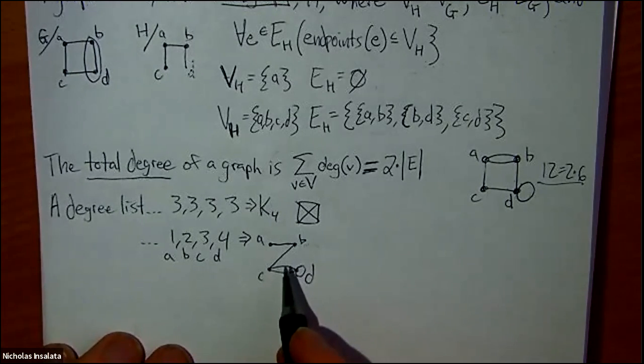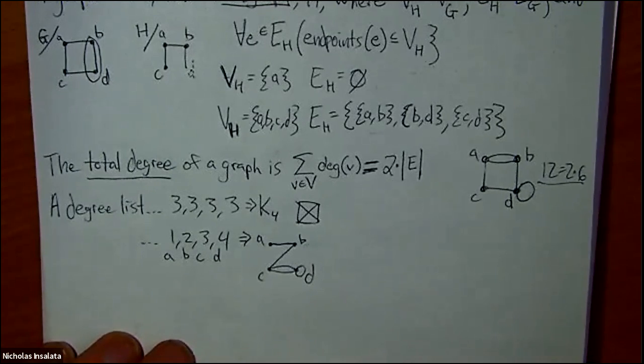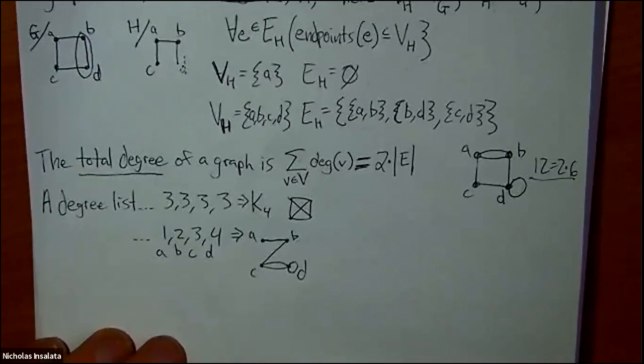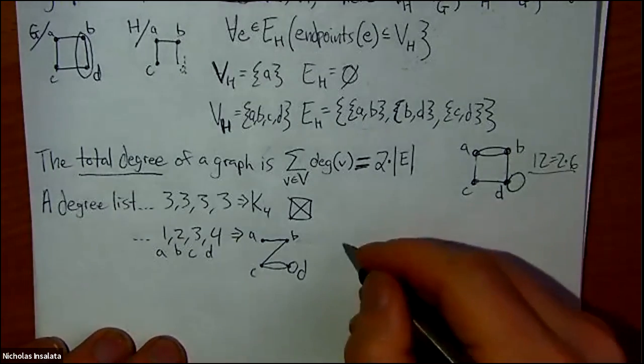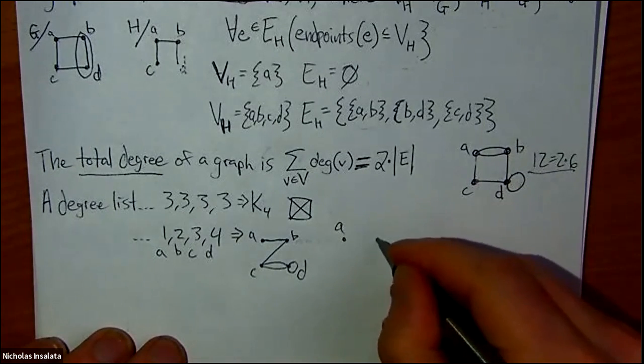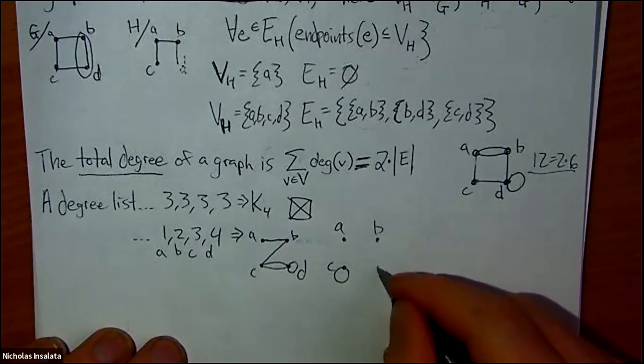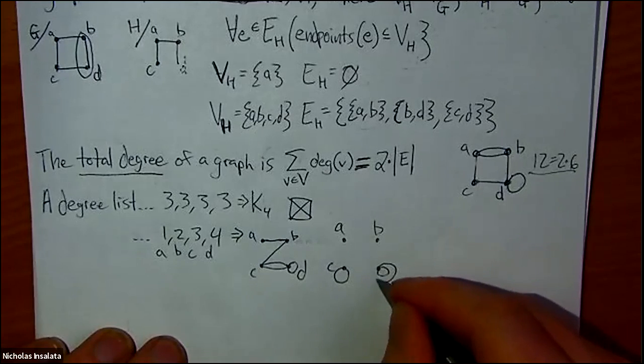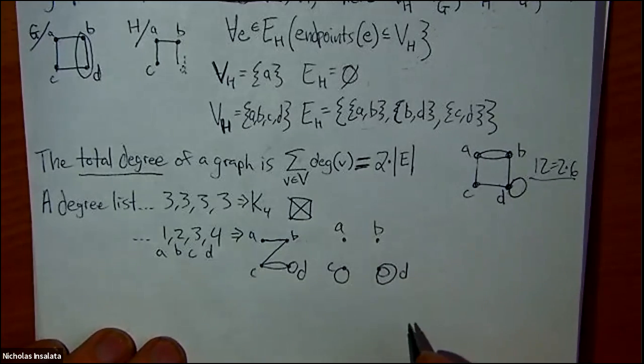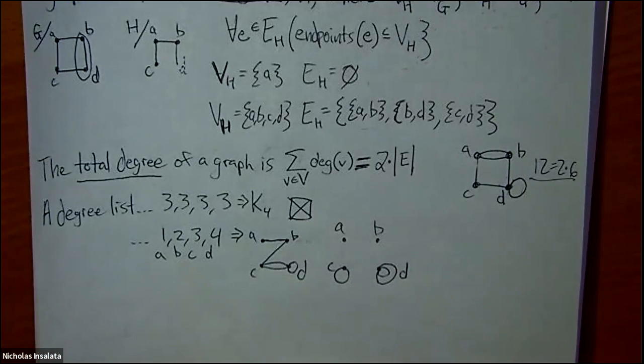But let's draw another version. Yeah, there's many versions of this that we can draw that are not isomorphic, right? So Lucas, your idea was to have D has 2 loops and C has 1 loop. So let's do that. So C has 1 loop on it. There's C. D has 2 loops on it. There's D. And what's left?